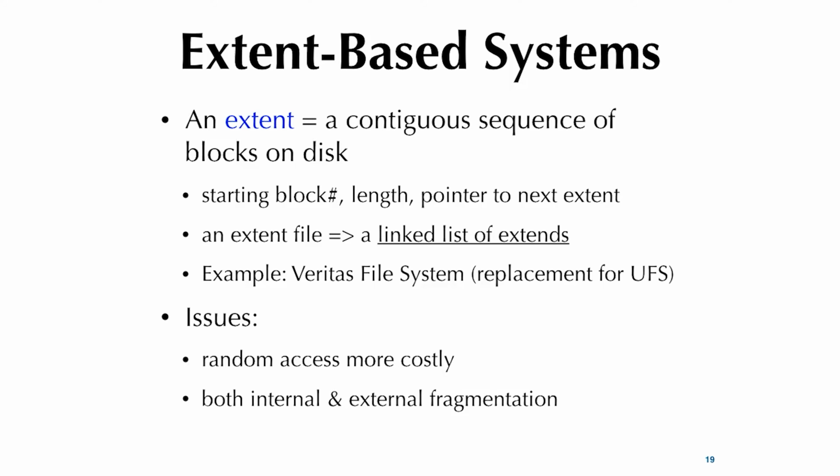So an extent-based file system would be a way to do contiguous to some extent, but then try to string them together. So you have a starting block number and length. So it's not just a block. A block is really just for the transfer, right? But still, you can get a bunch of these blocks at a time. So an extent file would be essentially a linked list of these extents, right?